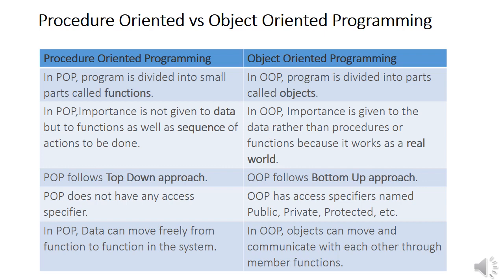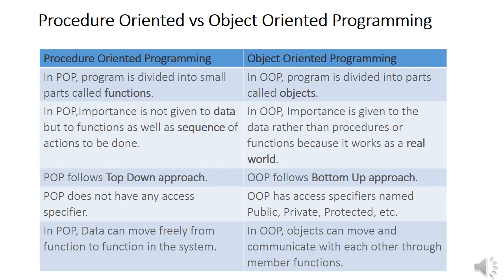The major differences between procedure-oriented and object-oriented programming are: the first difference is, in procedure-oriented programming, the program is divided into small parts called functions. But in object-oriented programming, the program is divided into small parts called objects. The second difference is, in procedure-oriented programming, importance is given to functions rather than data. But in object-oriented programming, importance is given to data rather than procedures or functions.